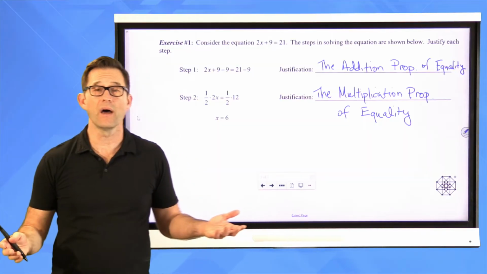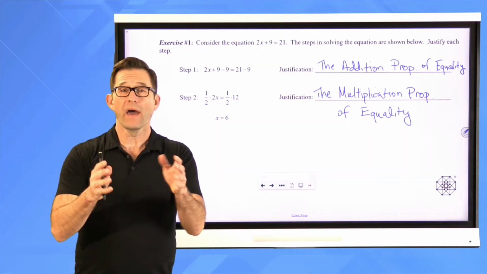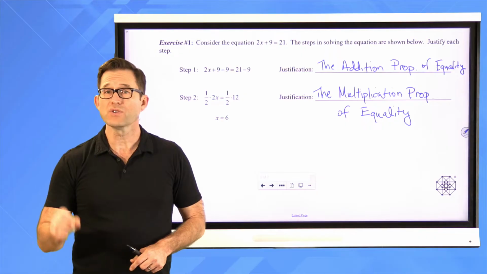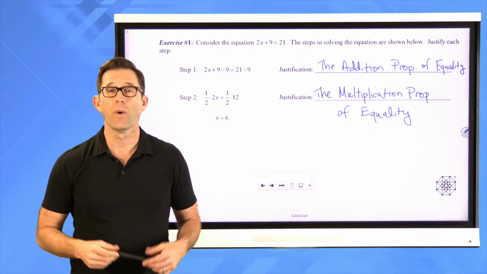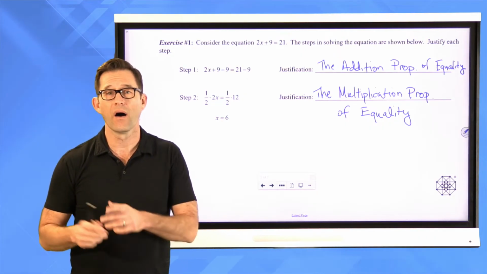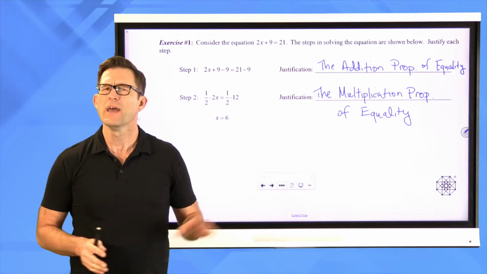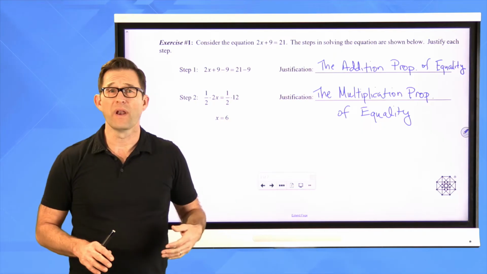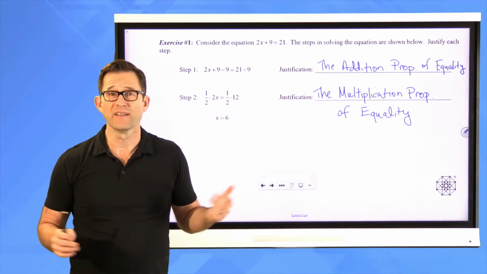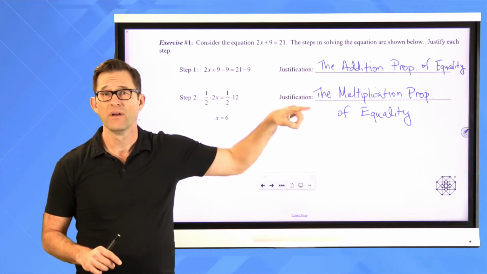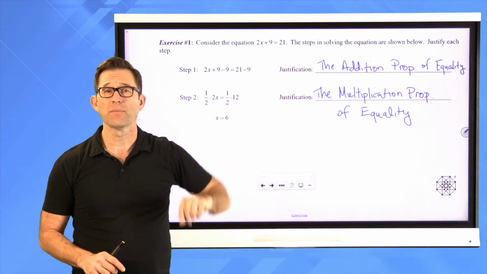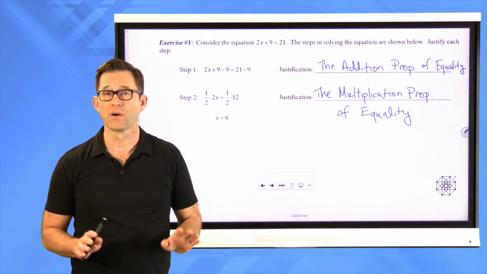All right, simple enough, right? When we add or subtract something from both sides of an equation, that's the addition property of equality. When we multiply or divide something on both sides of the equation, that's the multiplication property of equality. And those are basically it whenever you do a two-step equation, right? And it could be in this order, or it could be in the opposite order, depending on what the steps are to solve the equation.